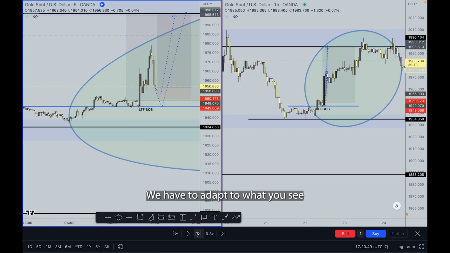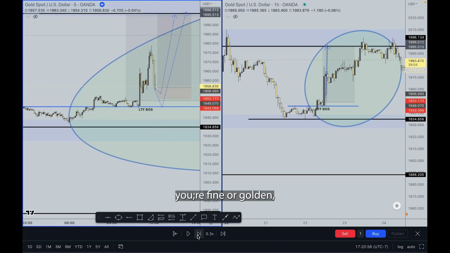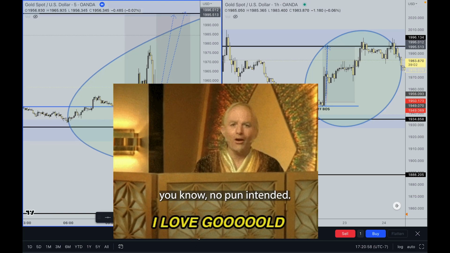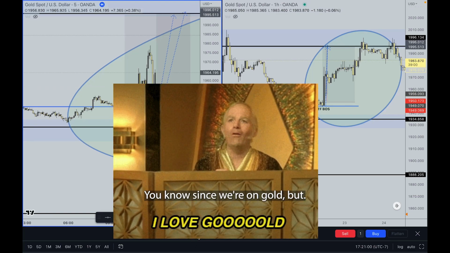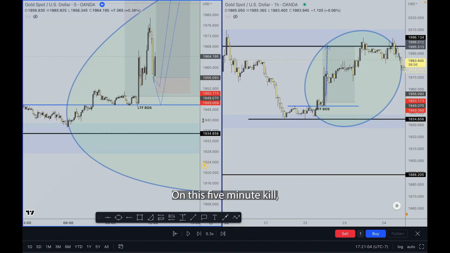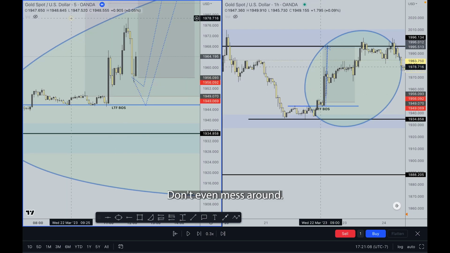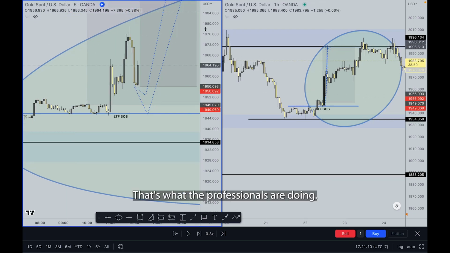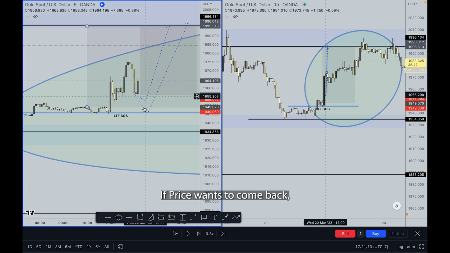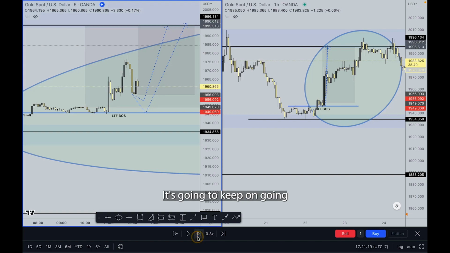But you have to adapt to what you see, and you have to accept that, okay, if this takes me out, we could buy down here, or if it doesn't take me out, then we're fine, we're golden. No pun intended, since we're on gold. But yeah, see, clear higher low point right after this, on this 5-minute candle. Right after that bullish move, you instantly go break even. Don't even mess around. That's what you have to do. This is what the professionals are doing. Boom, we're secured. If price wants to come back, we're taking out break even and we can re-enter. Or if price wants to continue, we're good. It's going to keep on going.